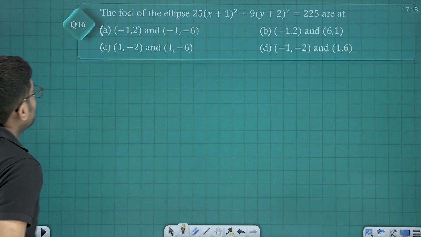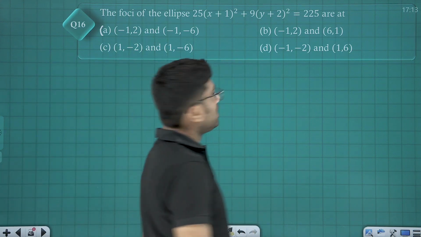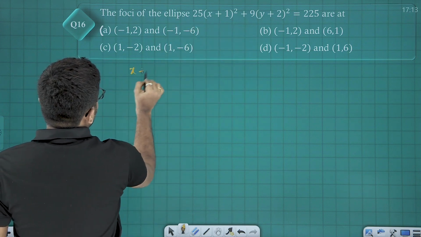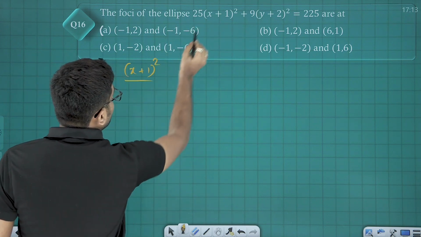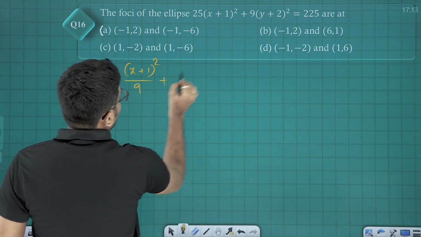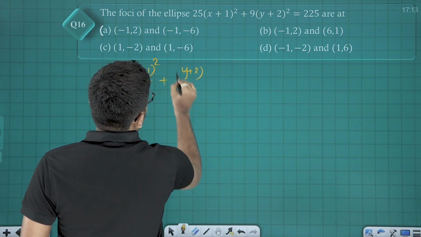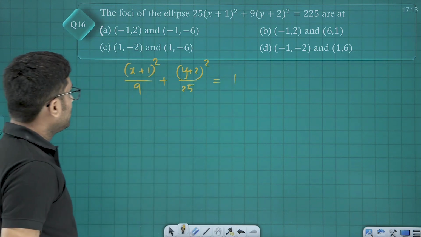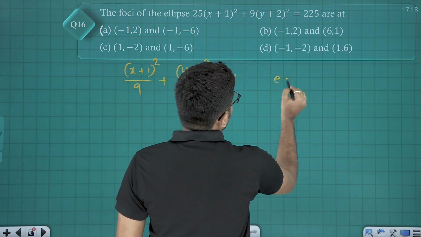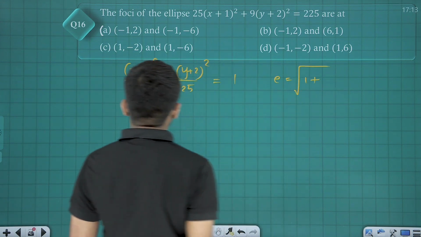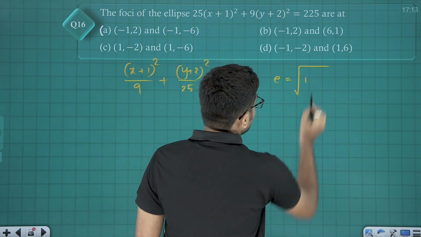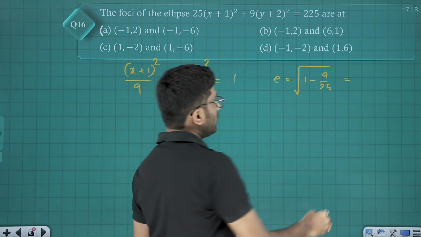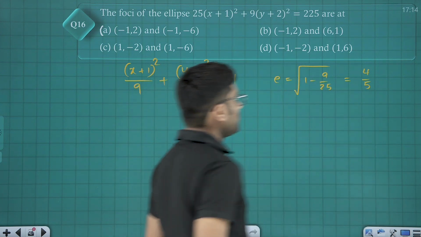Next question. The foci of the ellipse. They have given a standard equation of an ellipse. For that, first divide by 225 on both sides. So you get (x plus 1) whole square divided by 9, plus (y plus 2) whole square divided by 25, is equal to 1. Clearly. Now first, what is the eccentricity? Eccentricity is equal to under root 1 minus small square by big square, 1 minus 9 by 25, that is clearly 25 minus 9, 16 by 25, 4 by 5. Eccentricity is 4 by 5.